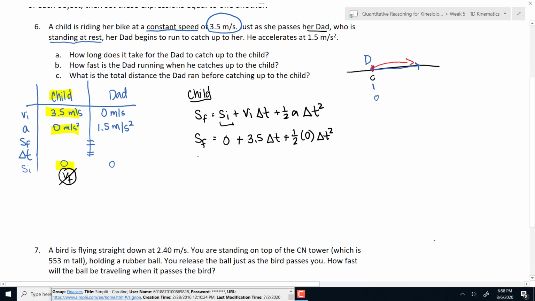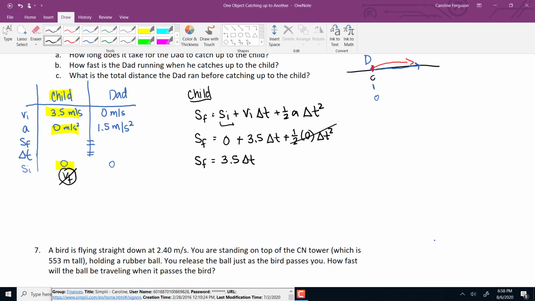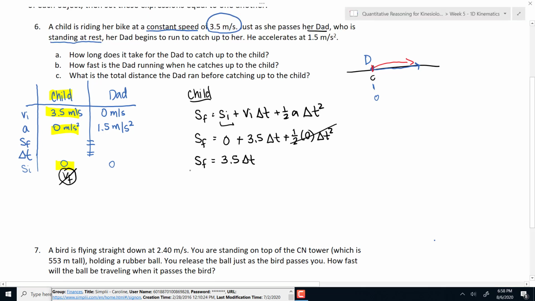Let's just clean up this equation to make it look a little neater. 0 plus anything, the 0 doesn't do anything, 3.5 delta t plus 1/2 times 0 delta t squared. Anything times 0 just goes away, becomes nothing. So we just have SF equals 3.5 delta t. So let's move on to the dad.